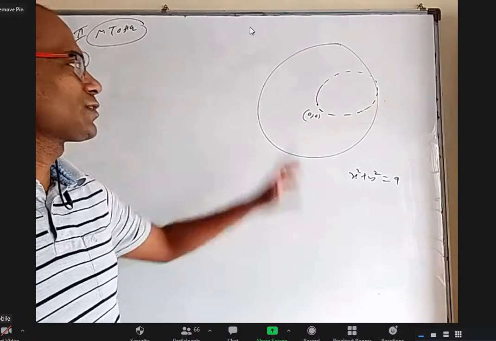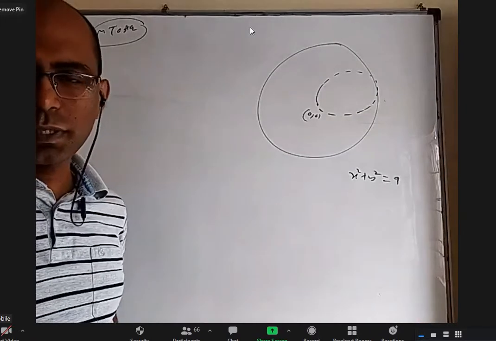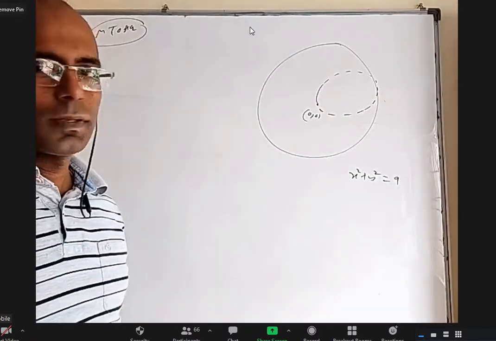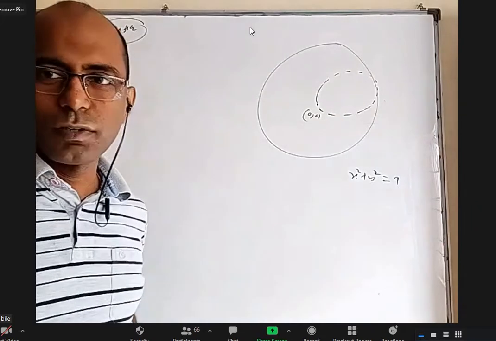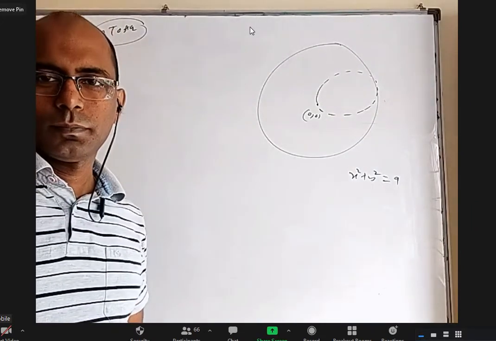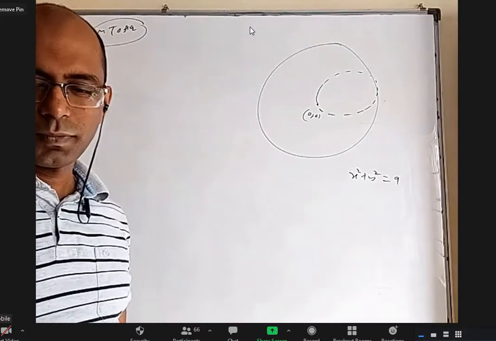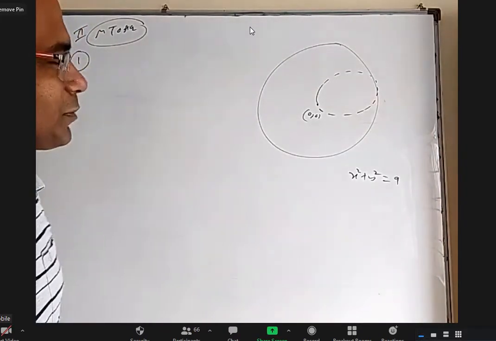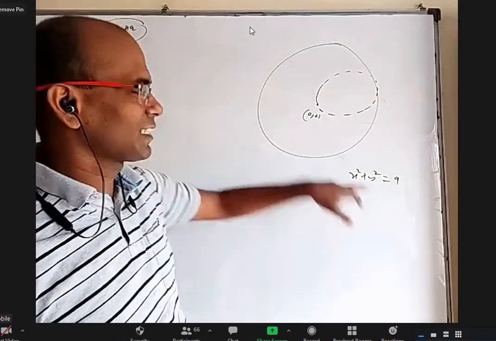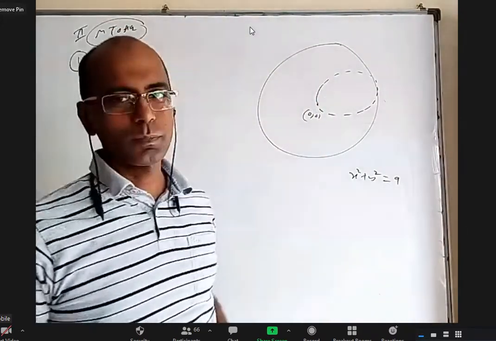I did not say center 0, 0, passing through 0, 0. Is it okay? Yes, sir. Okay. What will be the radius of this circle? 3/2, sir. 3 by 2. The big circle's radius is 3, so this is 3/2. Okay.